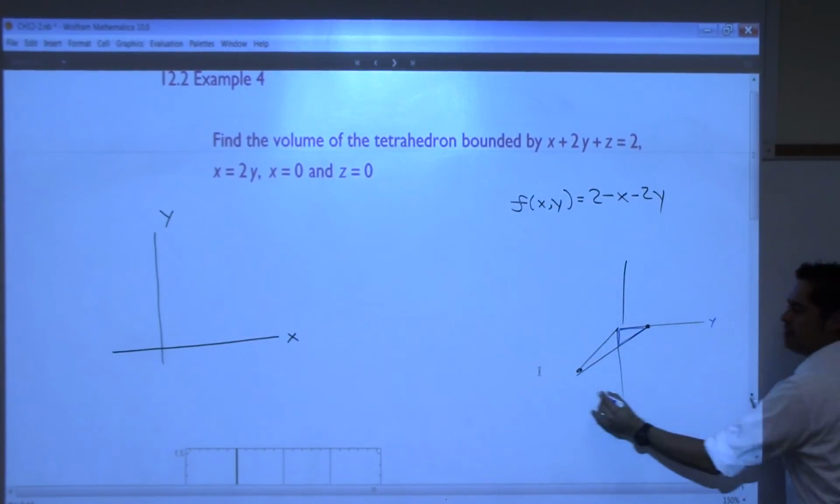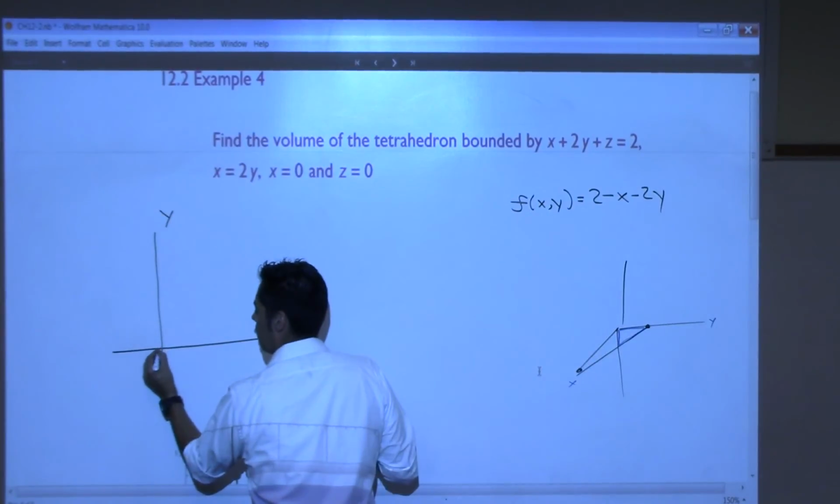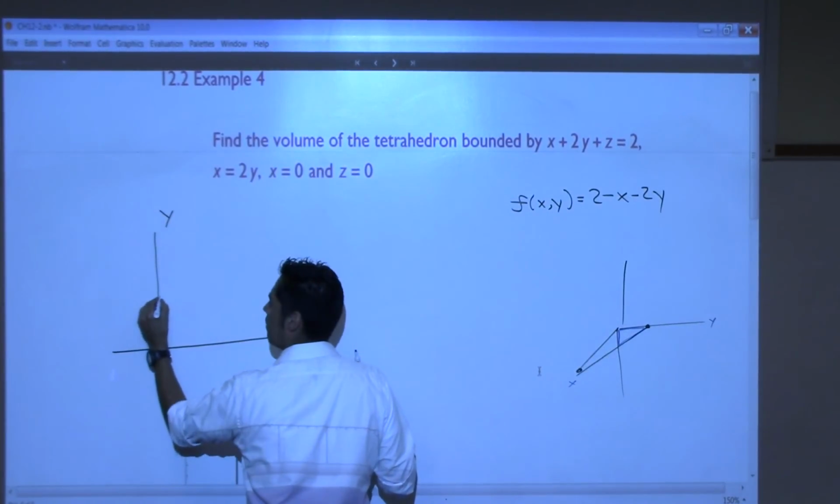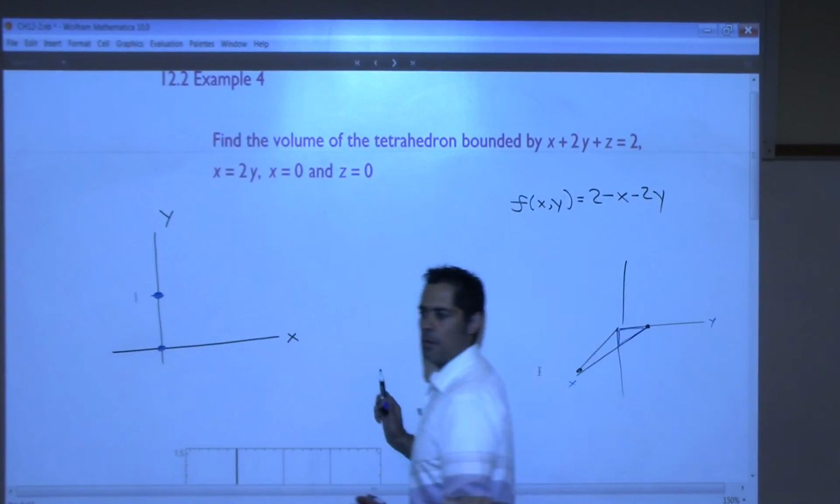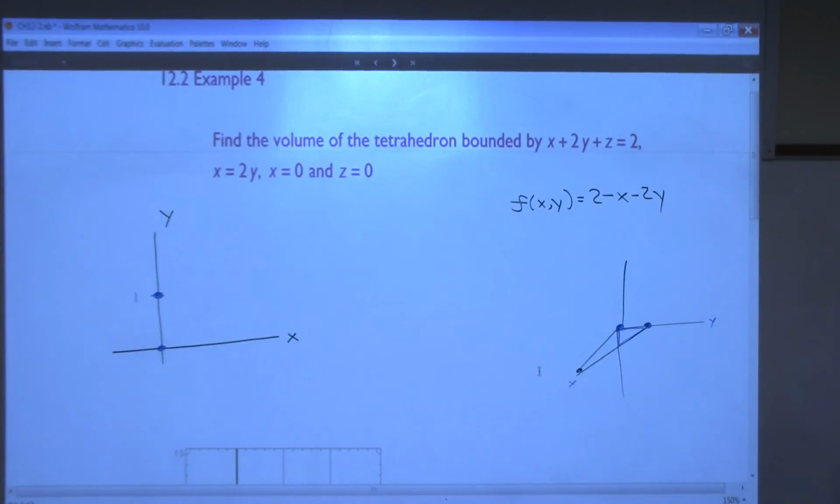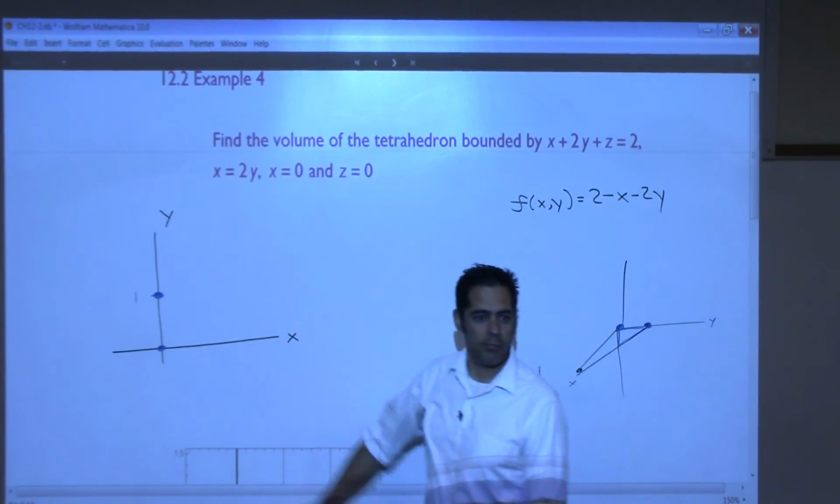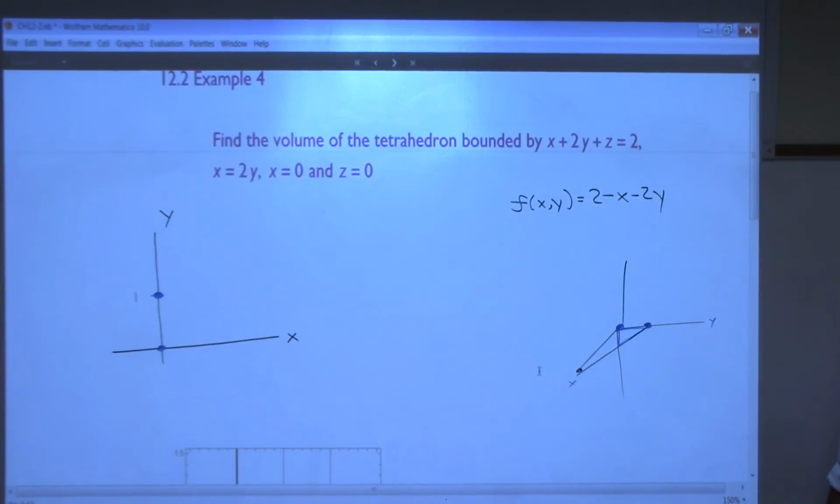Remember, this is the y-axis, this is the x-axis. So can you label at least one point that you know for sure? 0, 0 is here. And 0, 1. We all agree with that? That corresponds to this one and this one. The other point is where these two intersect each other, right? This plane, where that plane hit this plane. That's what you need to know. Where do those hit each other?